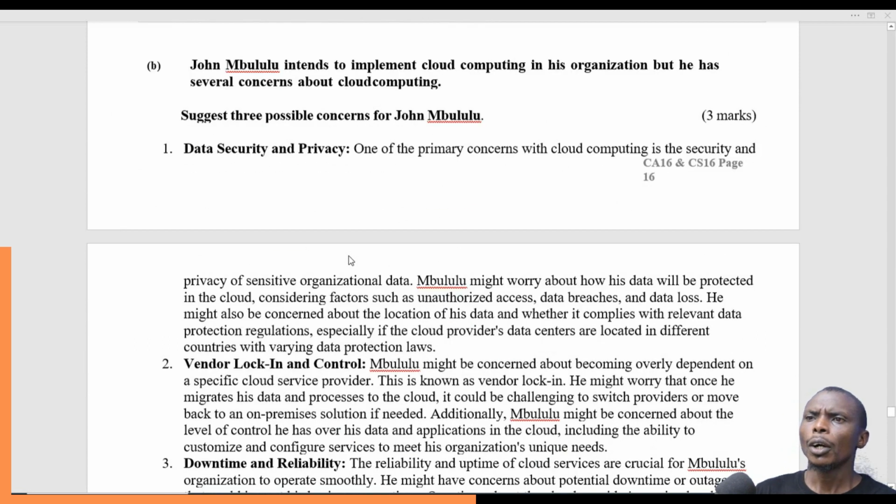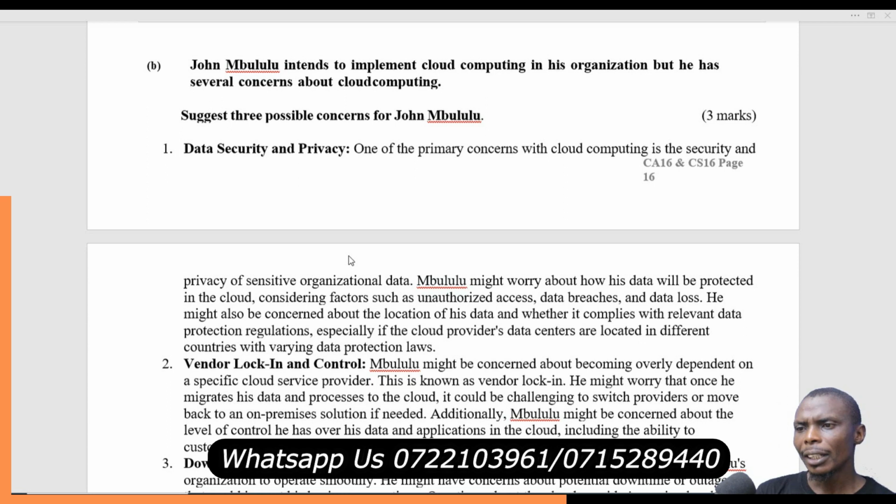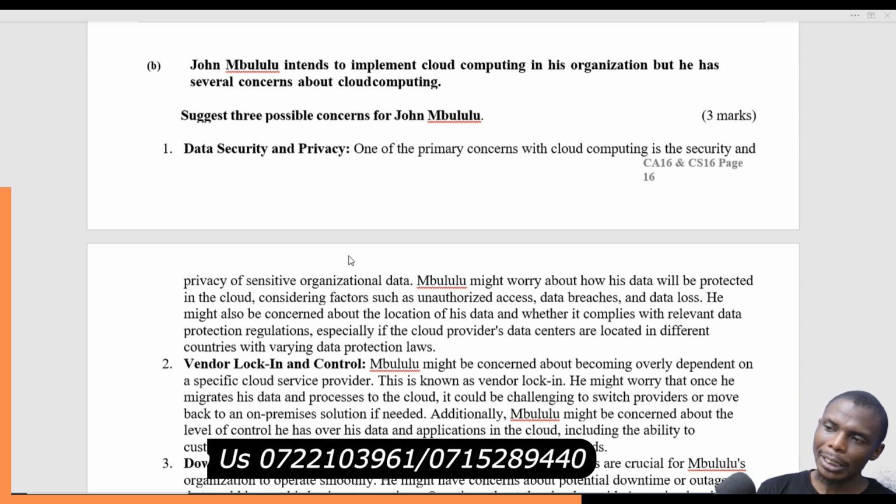Then this one says, John B. Lulu intends to implement cloud computing in his own organization, but he has several concerns about cloud computing. Suggest 3 possible concerns for John B. Lulu. So the first concern that John will have about cloud computing is data security and privacy. One of the primary concerns with cloud computing is the security and privacy of personal or sensitive data, organizational data. He might worry about how this data will be protected in the cloud, considering factors such as unauthorized access, data breaches, and even data loss.